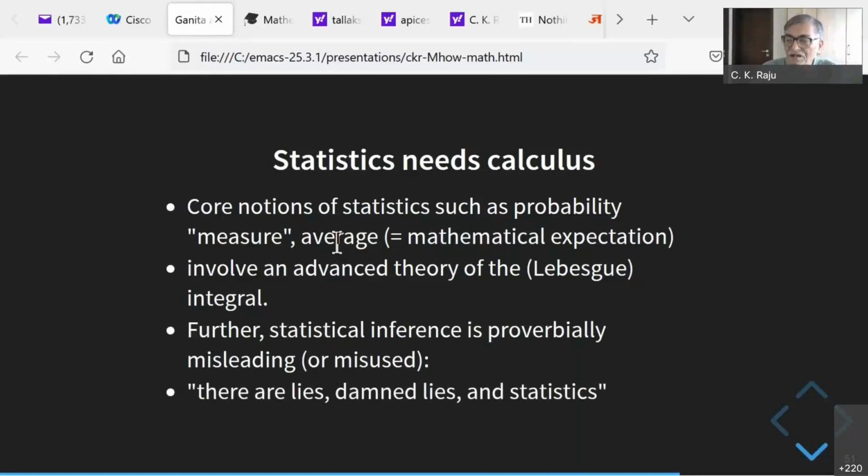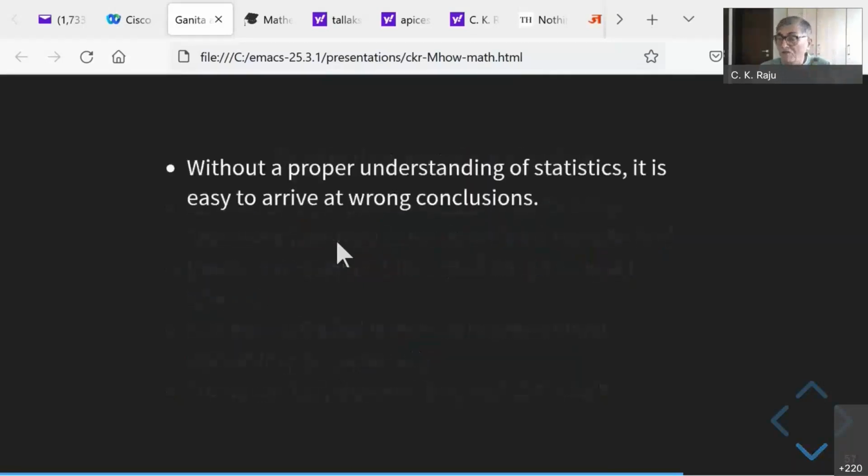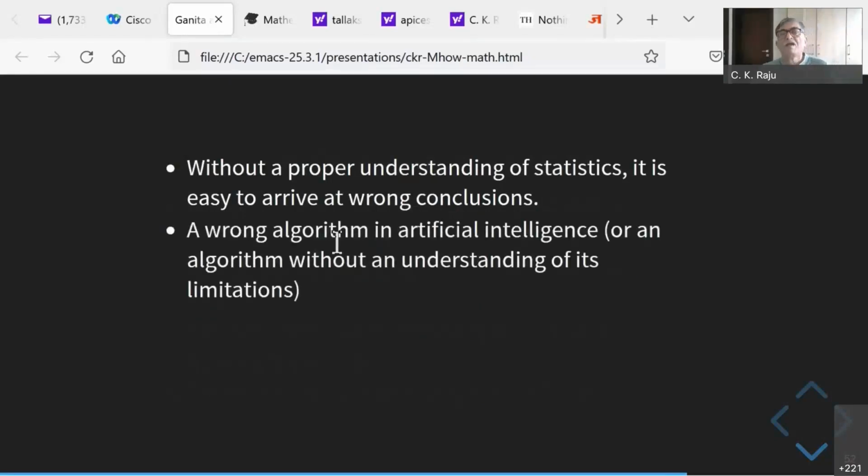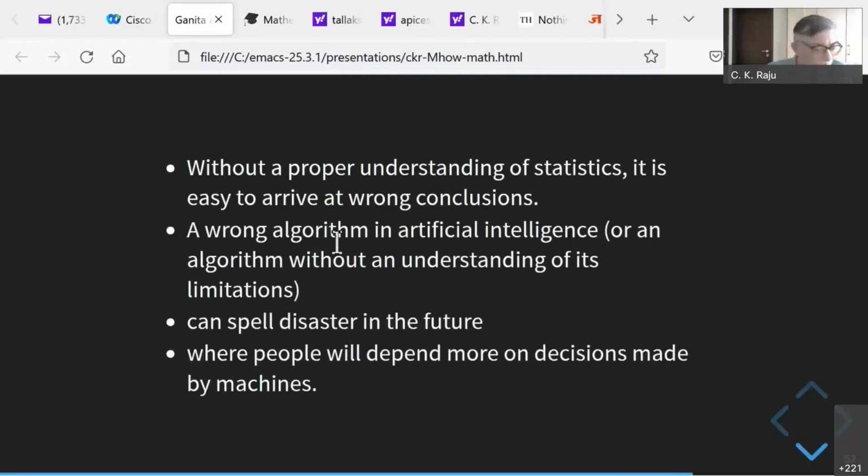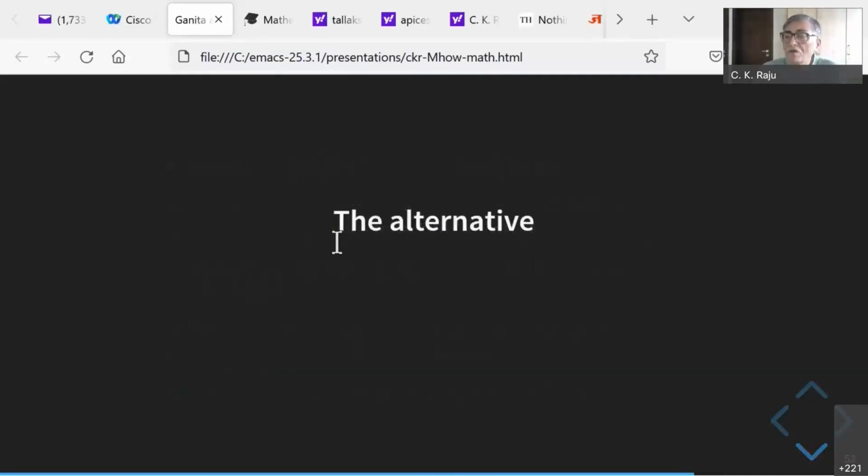So, as you know, there are lies, damn lies in statistics, so there can be wrong results from machine learning. Happens all the time. You see, so many of the programs that are being developed, they get wrong results. So what do you do? You have to have an understanding of statistics. People who are building the program need to have a proper understanding of statistics and data science. Otherwise, they will arrive at wrong conclusions, they will program the machine wrongly, and so on. So a wrong artificial intelligence can be disastrous. All right? When people depend on that decision. So what do you do?